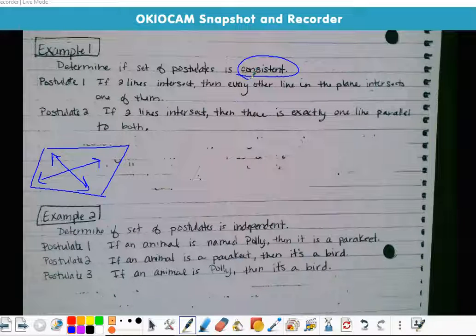Okay? Caden says they contradict each other. Tori, Lucas, what do you guys think? I have no idea. Okay.